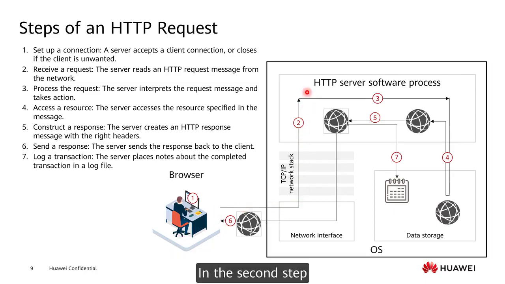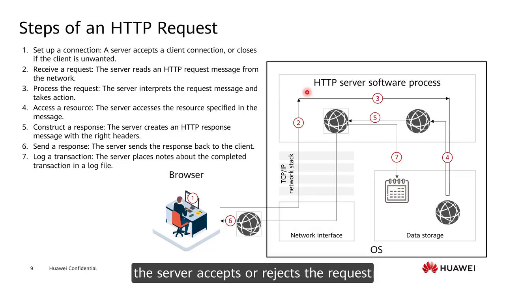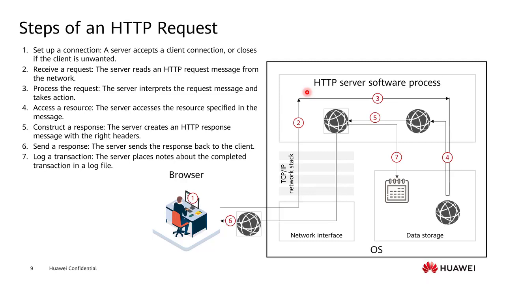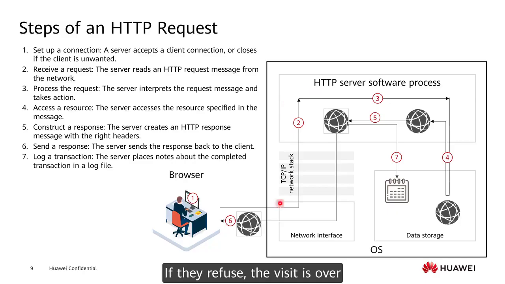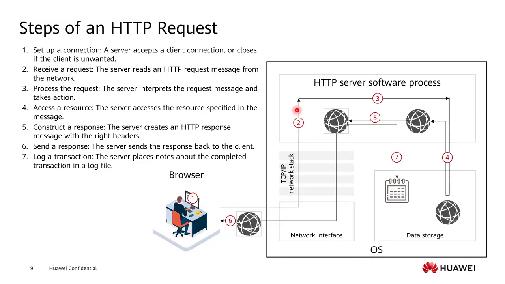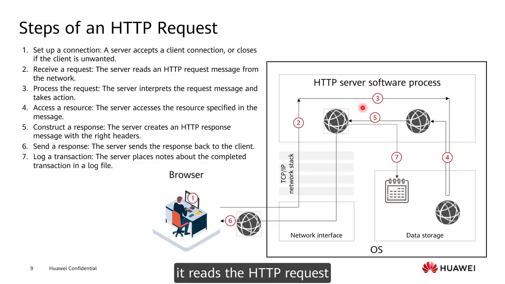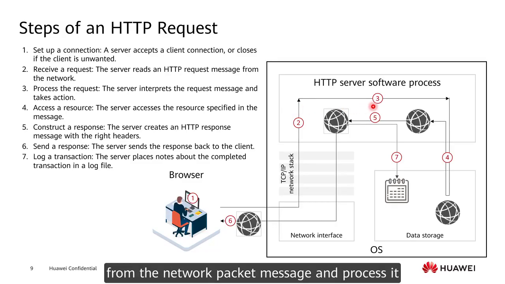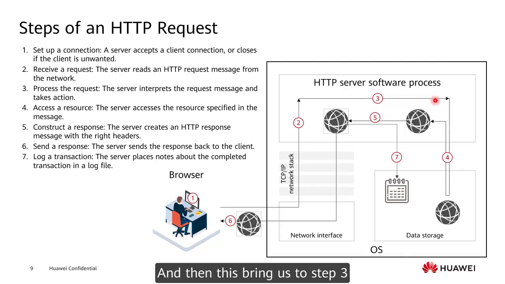In the second step, the server accepts or rejects the request according to the access rules set by the administrator on the server. If they refuse, the visit is over. If the server accepts the request, it reads the HTTP request from the network message and processes it. And then this brings us to step 3. The server parses the request package and takes corresponding actions.